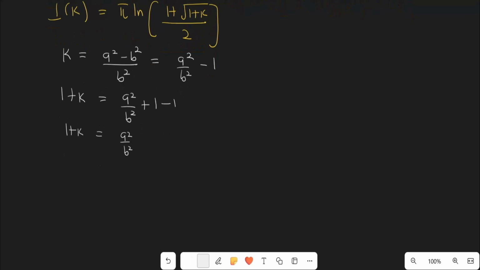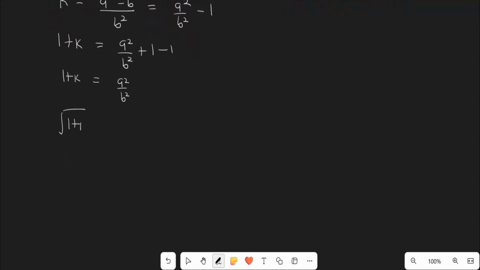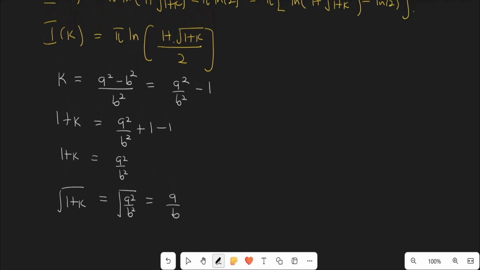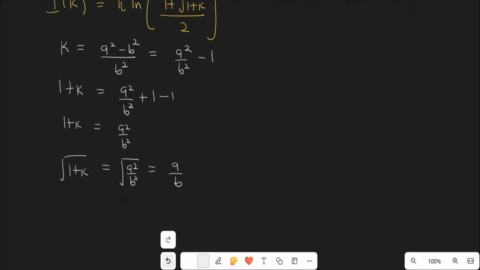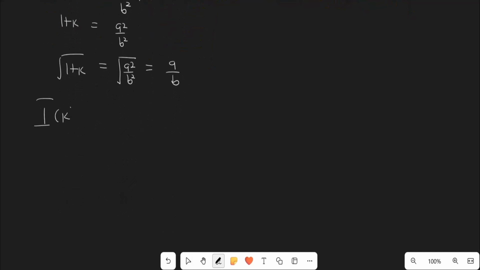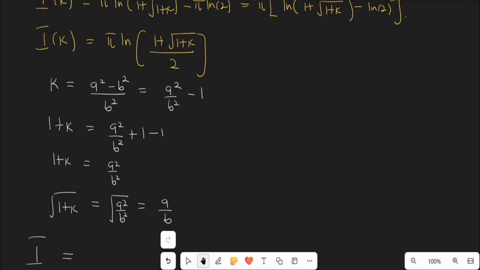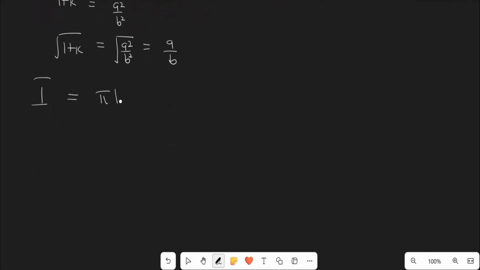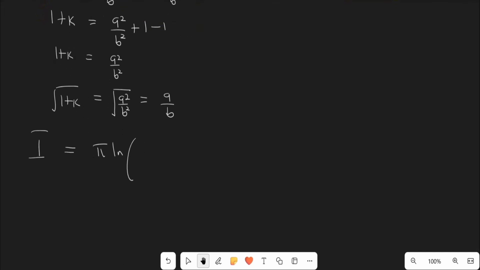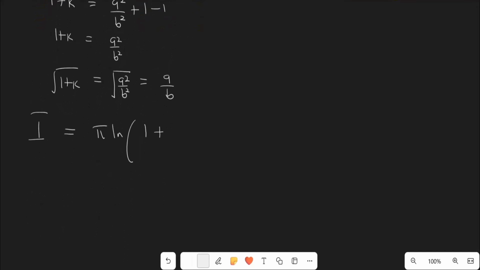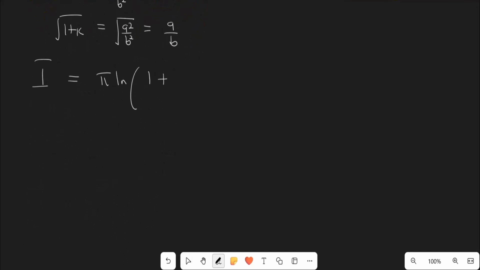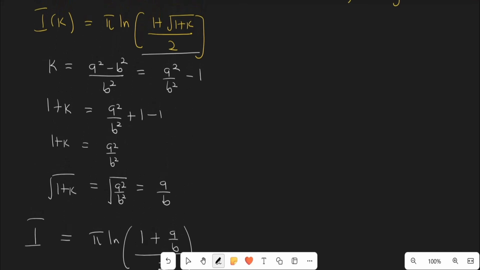What about the square root of 1 plus k? The square root of 1 plus k is equal to the square root of a squared over b squared, and this is a over b. So the square root of 1 plus k is just a over b. So now let's replace that. I of k, so now it's just I, because it's now going to be in terms of a and b. So I is going to be pi times the ln of 1 plus the square root of 1 plus k, so the square root of 1 plus k can be replaced with a over b, and all this over 2, like this. That is what we have here.